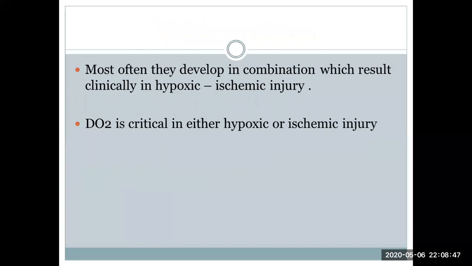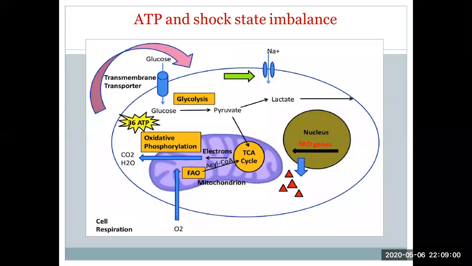Most often, patients develop a combination of both hypoxic and ischemic injuries. The oxygen delivery is critical in either hypoxic or ischemic injuries. Taking the discussion to the basic pathophysiology at cellular level, if a shock state develops, cell loss is the balance between the oxygen demand and supply, and the 38 ATPs are the main cornerstone of the whole equation.